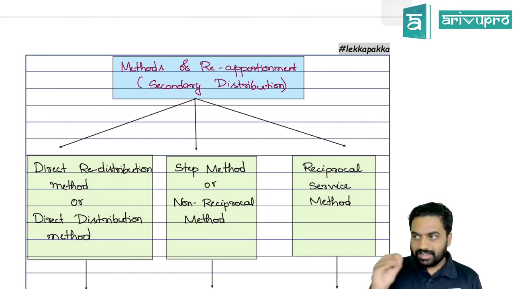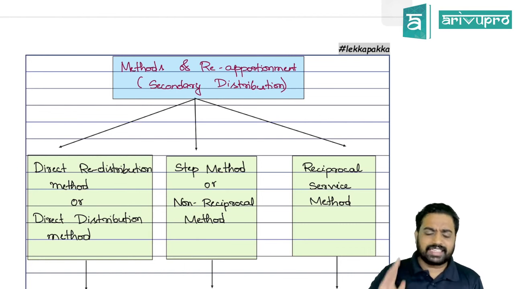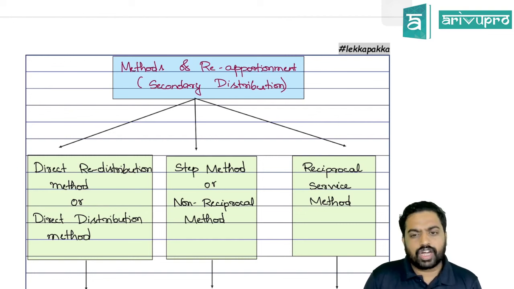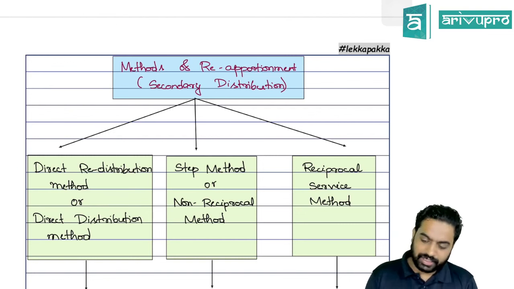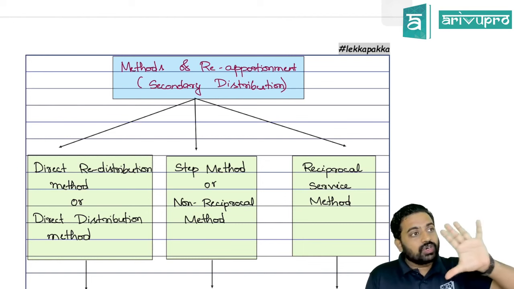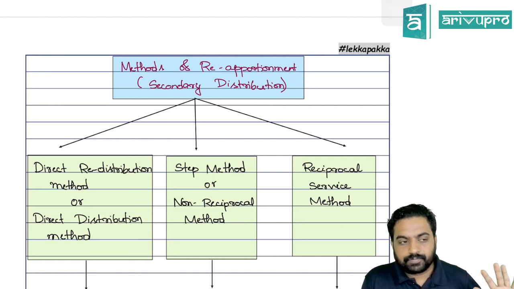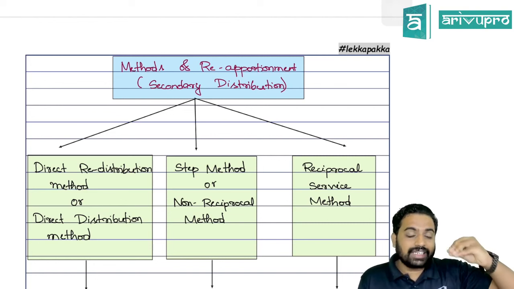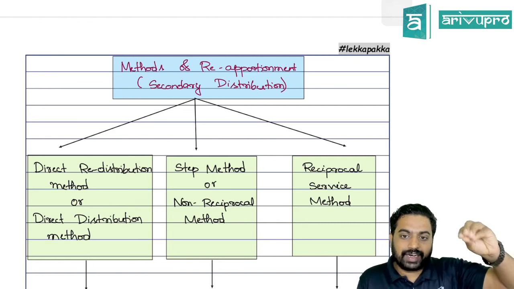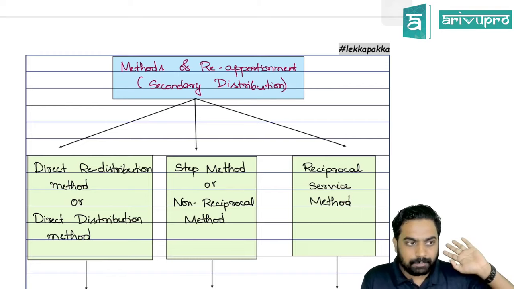How, sir? Listen. The first method is the direct redistribution method, also called the direct distribution method. This is applied when no service department is providing service to the other department. I repeat, this is applied when no service department is providing service to the other department.